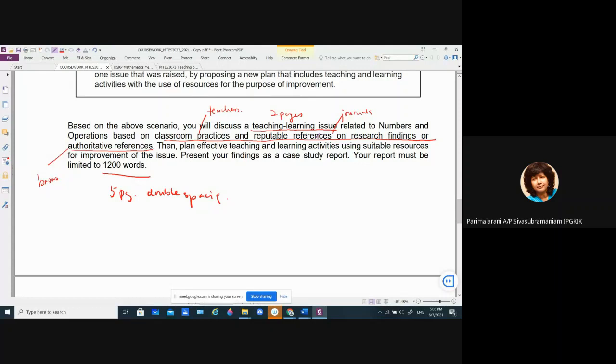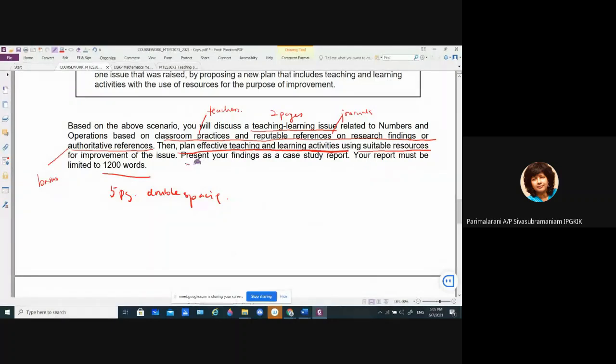Once you've finished that, you go to the second part. You plan an effective teaching and learning activity. That means you come up with a plan to overcome the issue. Your plan can be in the form of a lesson plan, but I don't even want a complete lesson plan. Just do one activity using suitable resources to improve the issue. The resource is not necessarily concrete. It can be ICT based, or even as simple as a worksheet, as long as it can overcome that issue.